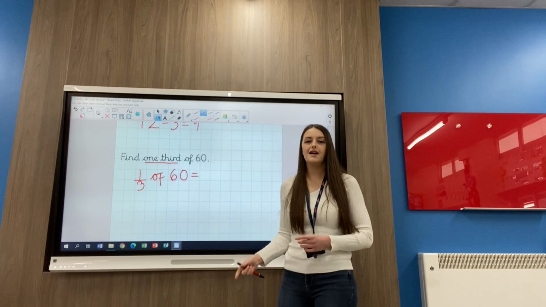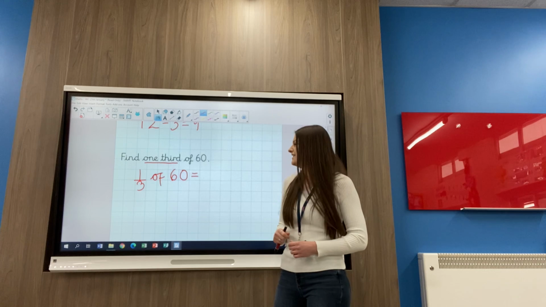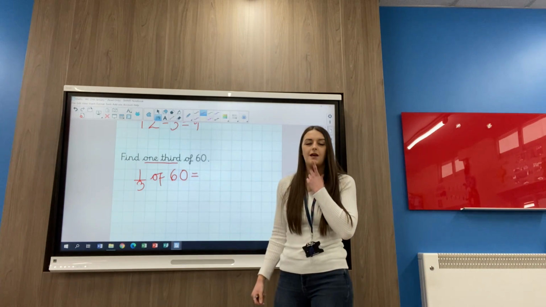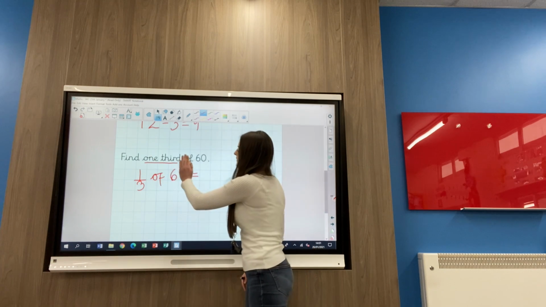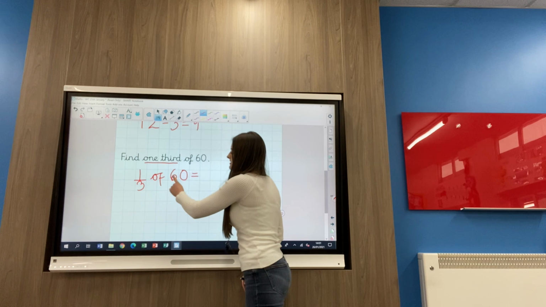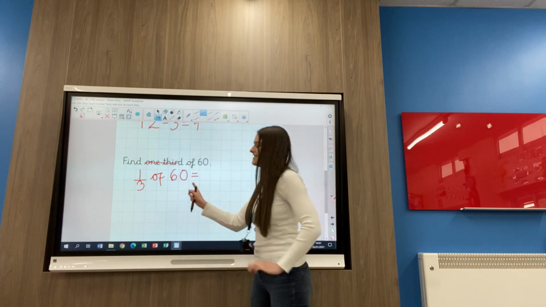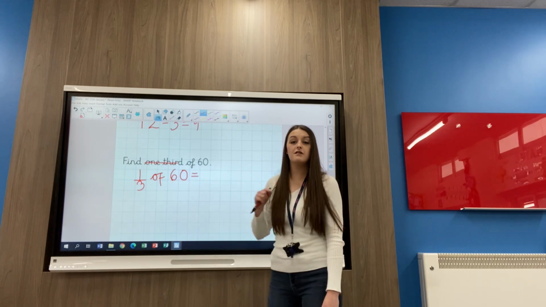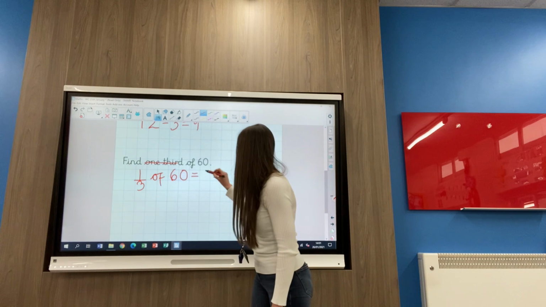Now we know our 3 times table, but we know up to 3 times 12. So this one might be a little bit tricky, but we can use our knowledge of the 3 times table, because if I cover over the 0, I know 3's into 6, I know that goes twice, that's 2. But 60 is 10 times bigger. So I've got to make my answer 10 times bigger, so that's going to be 20.